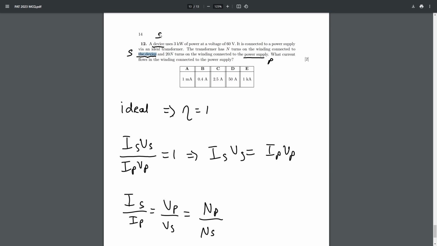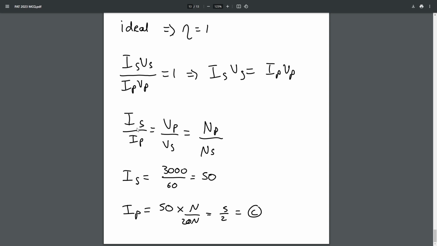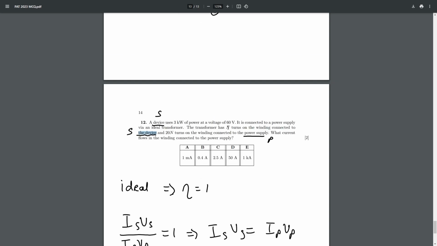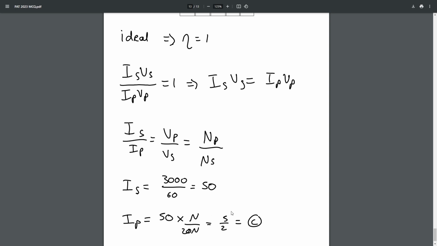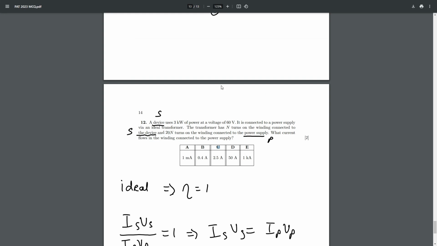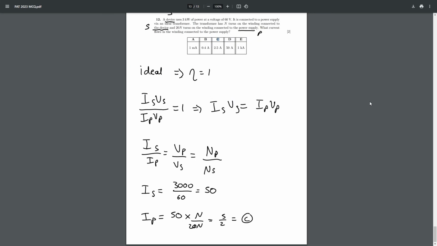So first we can find the secondary current by doing 3000 divided by 60 to find it as 50. And then we can just use our equation to get the primary current is going to be the secondary current times the secondary turns over the primary turns. We have n turns on the secondary and 20 turns on the primary coil. So we'll get 50 times n over 20, which is going to be 5 over 2, which means the answer to this one is going to be C. I'll just leave the work in there again for a second. And that is all of the multiple choice.